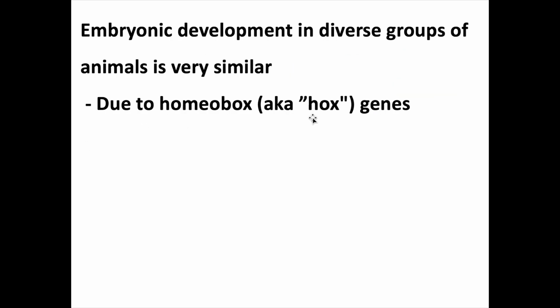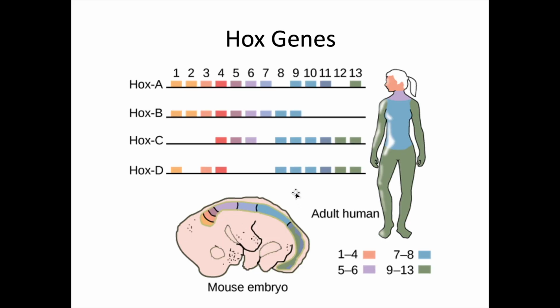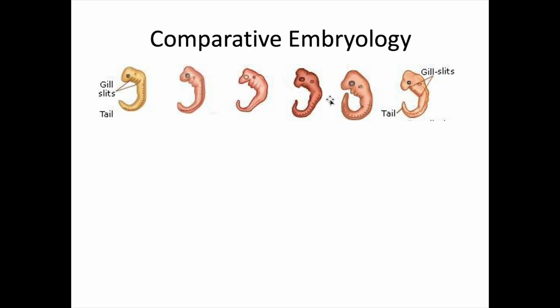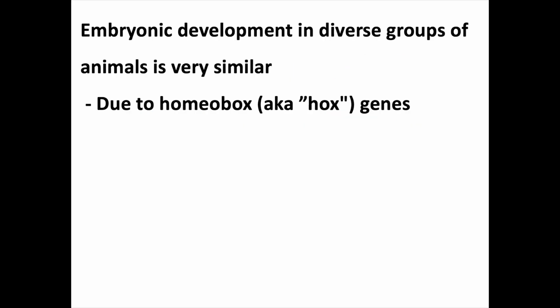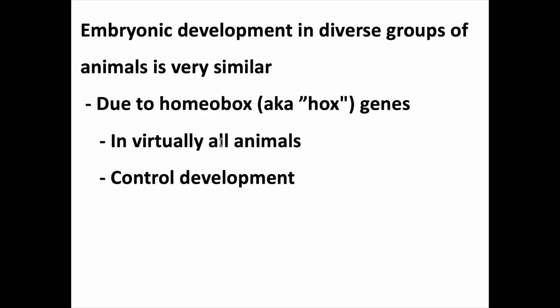This is due to what are called homeobox genes, or Hox genes. The Hox genes are genes that all vertebrates have, almost all animals have, that control things like limb development and spine development and head development, and all these different vertebrates have these same genes, which is why they're so similar. So this is kind of hard to summarize. Just know that these Hox genes are responsible for the similar development. These Hox genes are in virtually all animals, and it just refers to a bunch of big control genes that are responsible for controlling development.